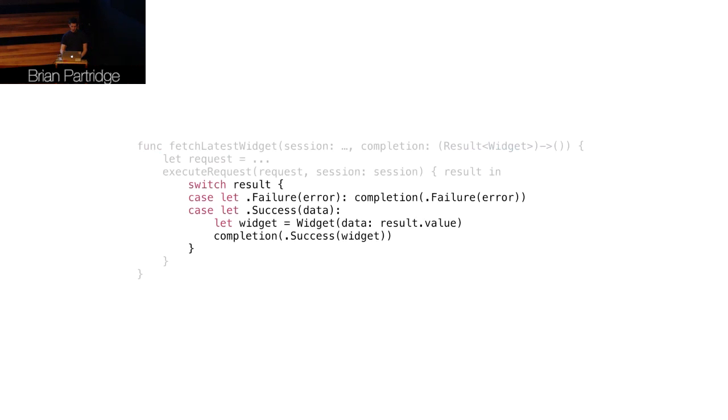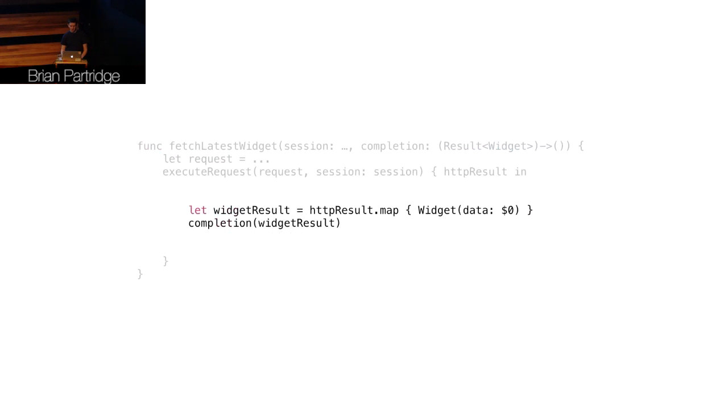But we can take this even further, and as I mentioned, result is a monad, so you can use map. So you can take the HTTP result and map it using this small block here to instantiate a widget using the data. And then you get a new result, you can pass that right into your completion block. It's much smaller, you don't need to add the switch statement every time, map, and the data is transformed.